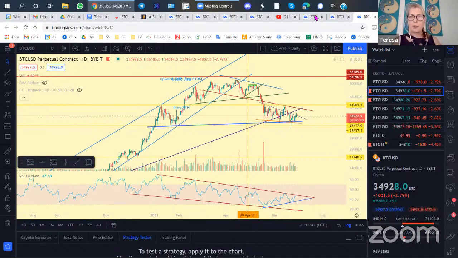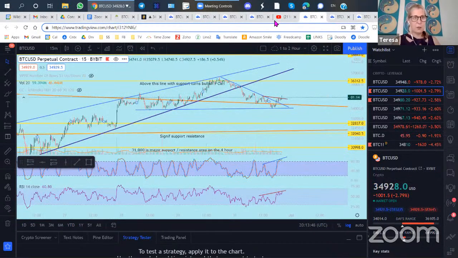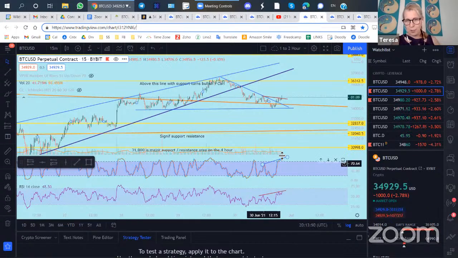So sometimes we even see divergences on really tight time frames. Like here's one right now on the 15-minute, right? So in the stochastic RSI, we've got a lower high to a higher high. Same with the regular RSI.